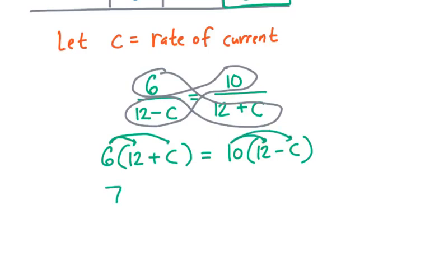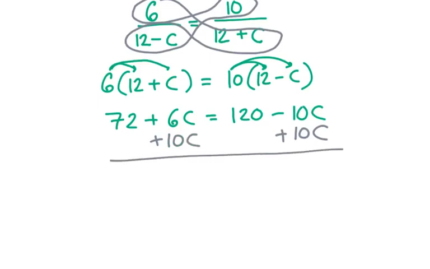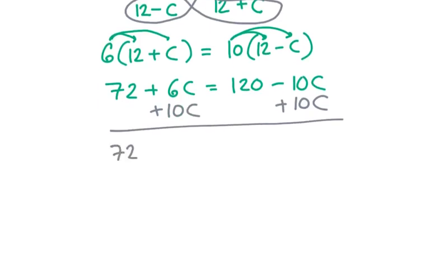So 6 times 12, I think that's 72. 6 times c is 6c. On the right side, 10 times 12 is 120. 10 times negative c is negative 10c. So at this point, do your algebra dance in whatever way you see fit. I'm going to go ahead and move all my c's to one side. We'll do this in a couple steps here. So I'm going to get 72 plus 16c is equal to 120.